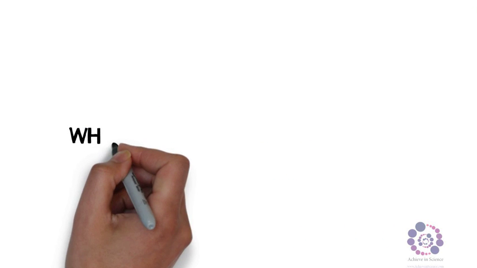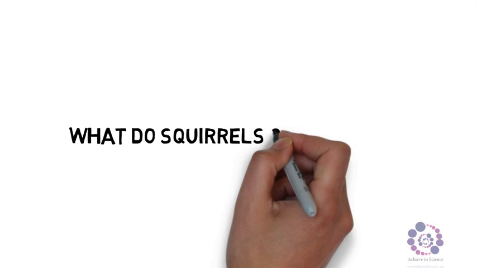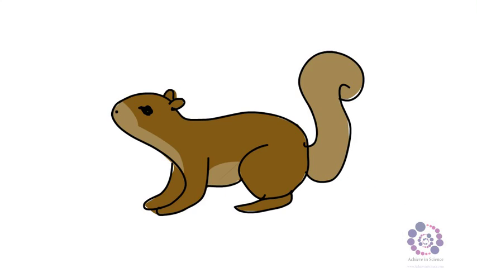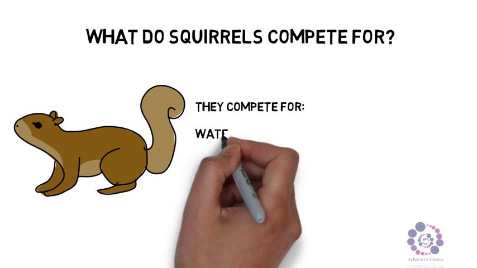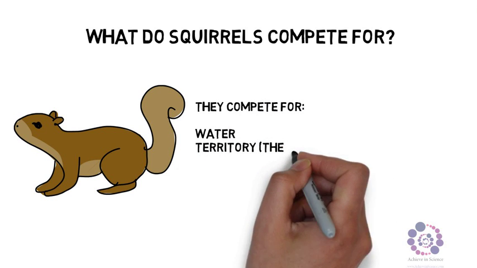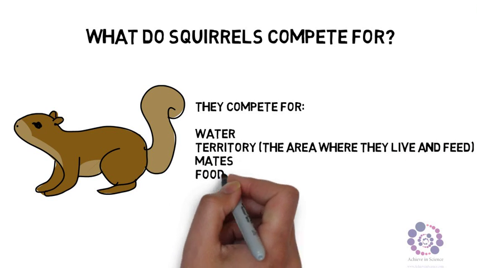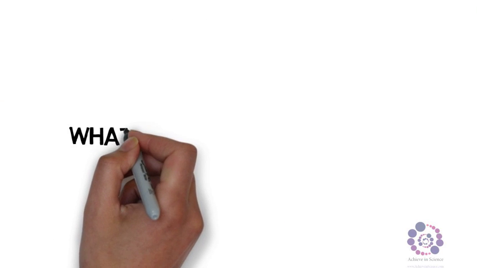So let's first of all look at what animals compete for. Let's use a squirrel for example. So if we take a squirrel, it's an animal. Therefore, it will compete for different things. And so some examples that this squirrel could compete for is water, territory, so the area where it will live and where it will feed, its mates, and also food. And when we talk about mates, that's its reproductive partner.